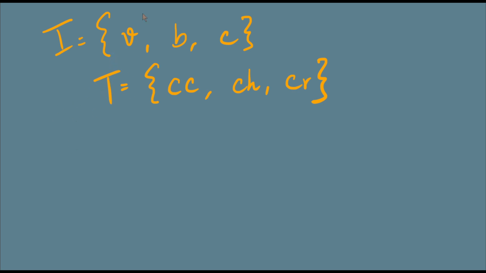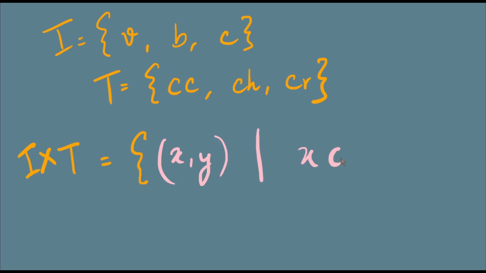So the cross product of these two sets, I cross T, the Cartesian product, would be the whole set where the first entries would be from, so if I write it in the set builder form, it will be all the ordered pairs x comma y, where the first entry x is taken from the set I, and the second entry y would belong to the set T. And this is the way I have defined Cartesian products.